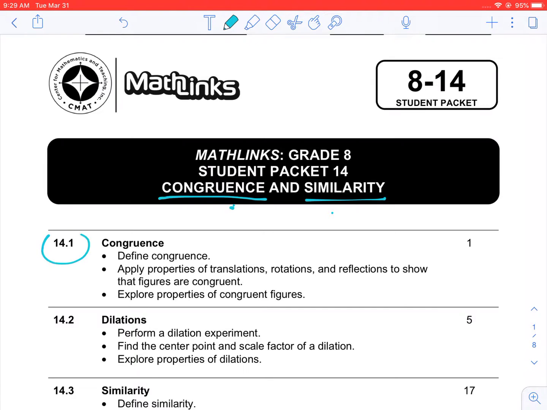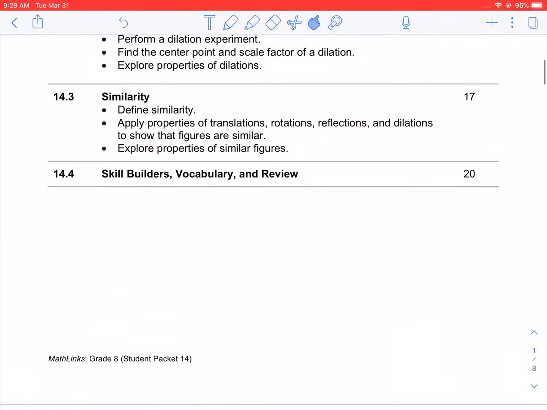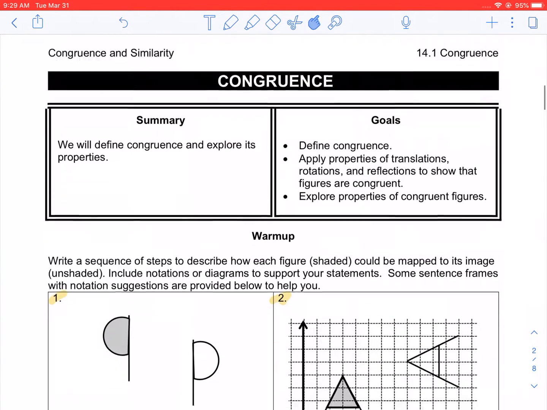Now today we're going to be working on lesson 1, and the goal of today's class is that I want you to be able to define congruence at the end of this lesson. You're going to apply properties of translations, rotations, and reflections. Notice that we're using all of them at the same time to show that figures are congruent, and then we're going to explore properties of congruent figures. This is extremely easy. We already know how to do translations, rotations, and reflections, and we're adding a definition into the lesson.